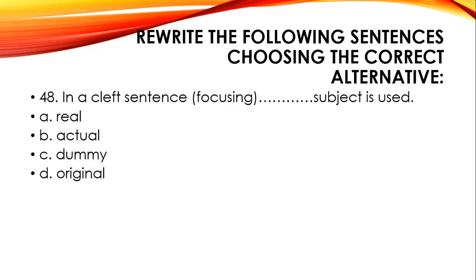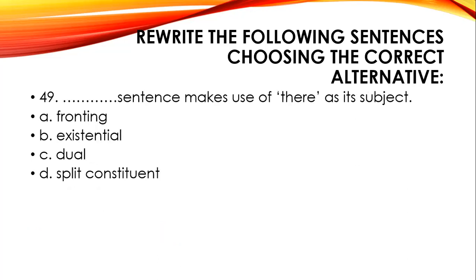In a cleft sentence, that is focusing, ___ subject is used. Option A, real, option B, actual, option C, dummy, option D, original. And the correct answer is option C, dummy. So in cleft sentence, dummy subject, that is it, is used.